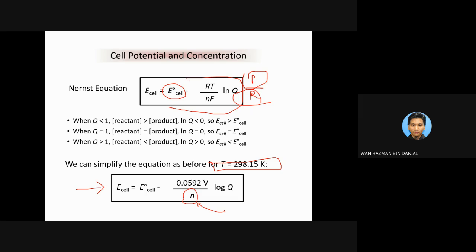Dia tak take note on this lah kan. Dia tak tahu apa, kadang satu lah. Kalau dua lah, and then log Q adalah product over reactant, the concentration. Okay.